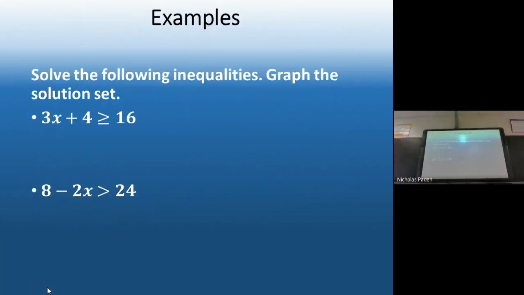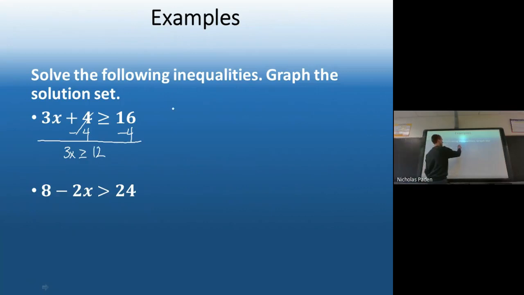So we've got 3x plus 4 is greater than or equal to 16. So remember, we want to get rid of the number that's just by itself. Okay, so save the 3 with 3x. Save that for the last part. Let's get rid of that plus 4. To get rid of plus 4, we would subtract 4 on both sides. Okay, so plus 4 minus 4 cancels off. We're left with 3x, still greater than or equal to 16 minus 4 is 12.